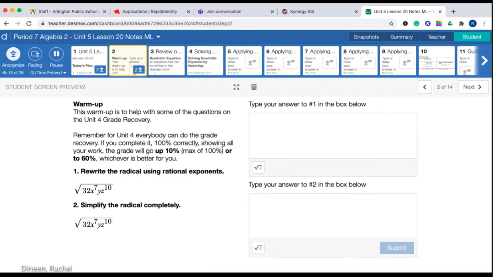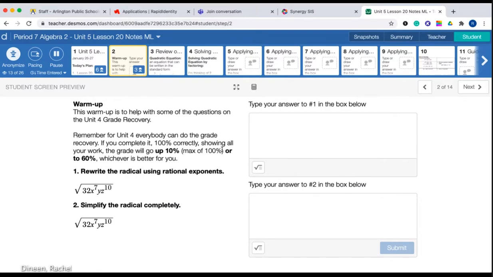So this warm-up is to help with some of the questions on the Unit 4 grade recovery. Remember, everyone can do the Unit 4 grade recovery. If you complete it 100% correctly, showing all your work, your grade will go up by 10% with a max of 100 or to a 60%, whichever is better for you.